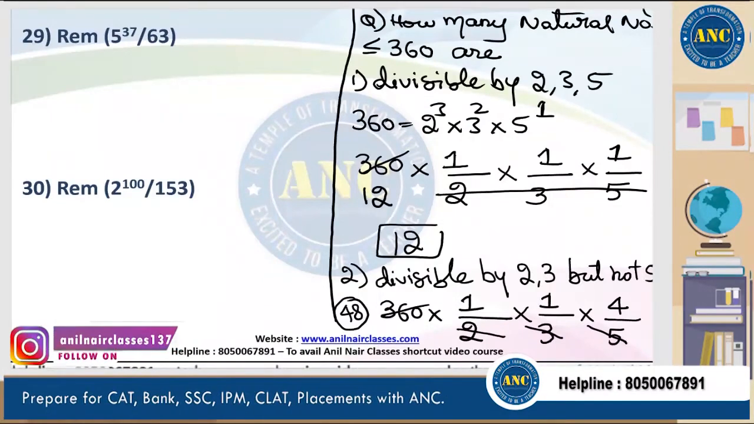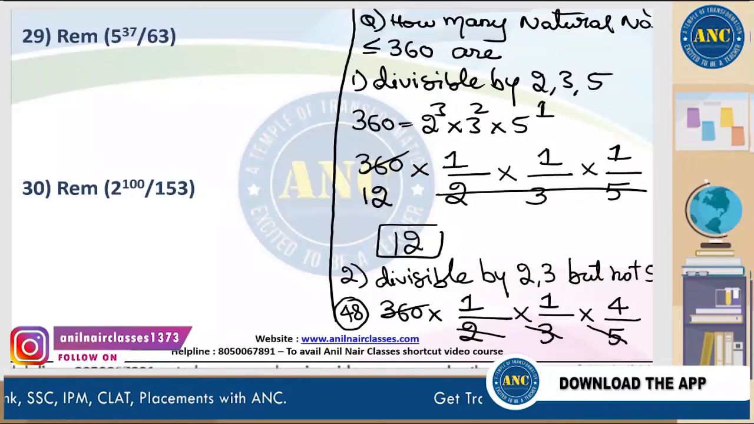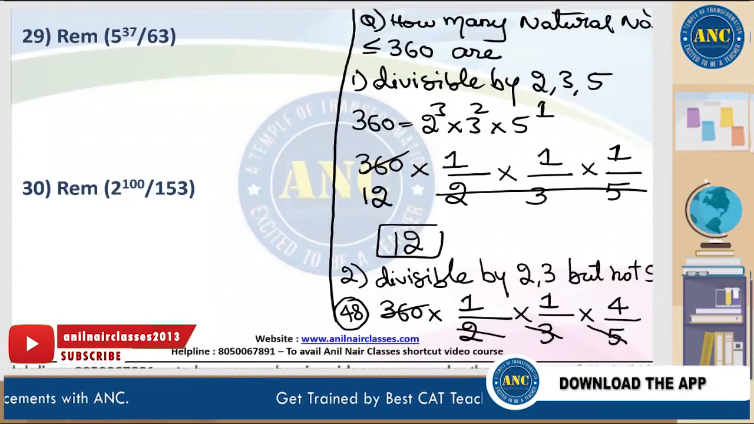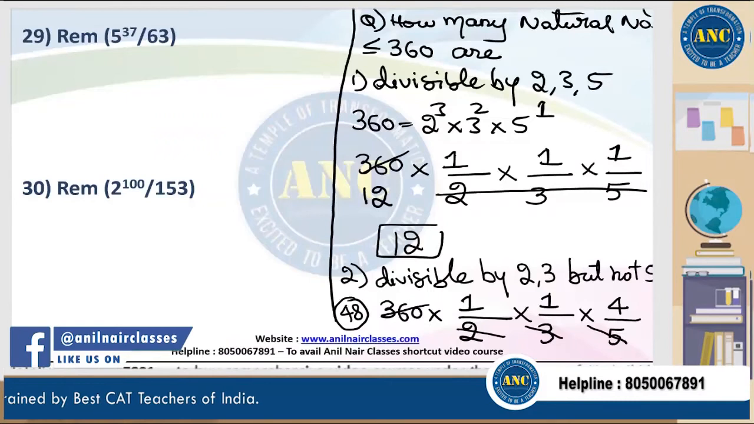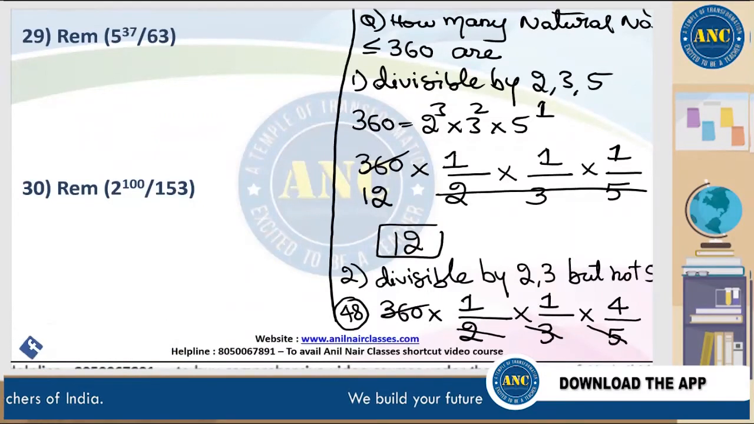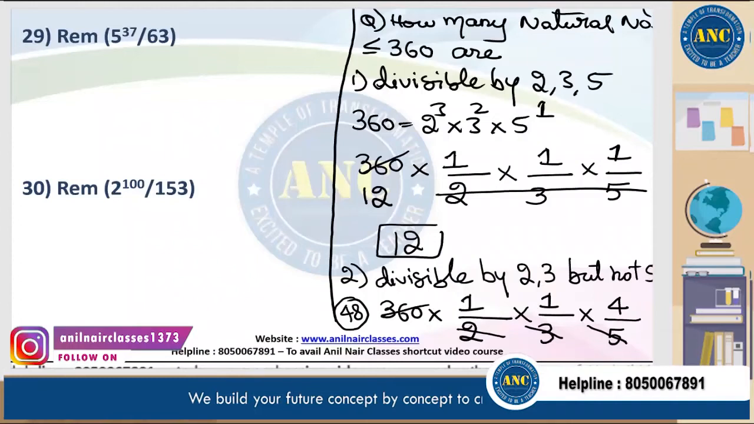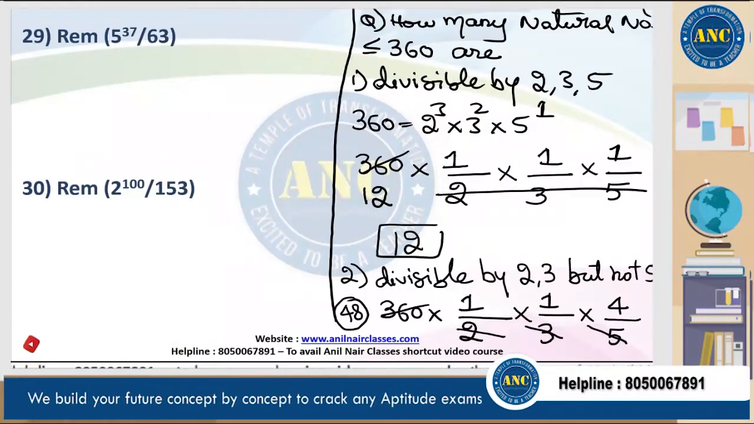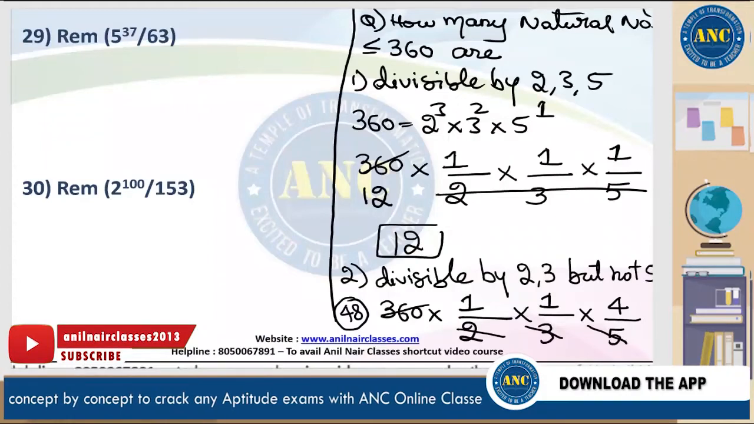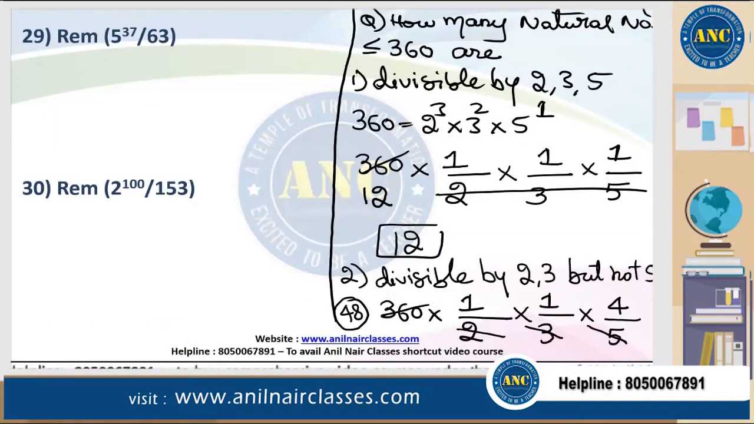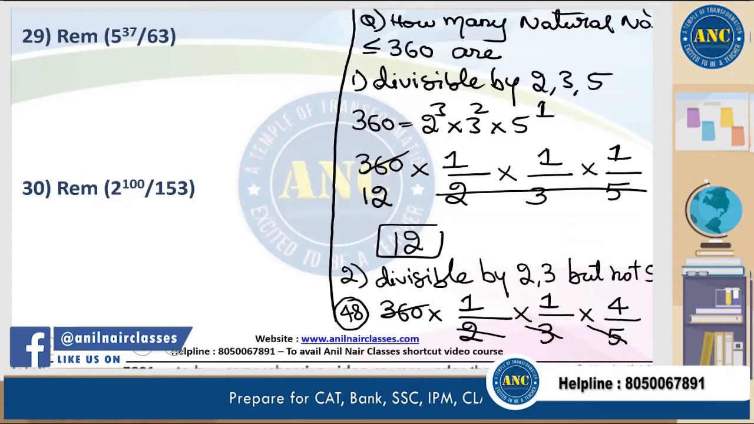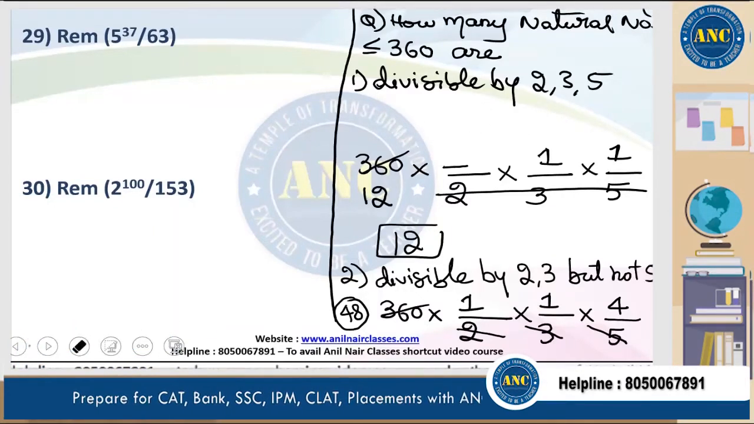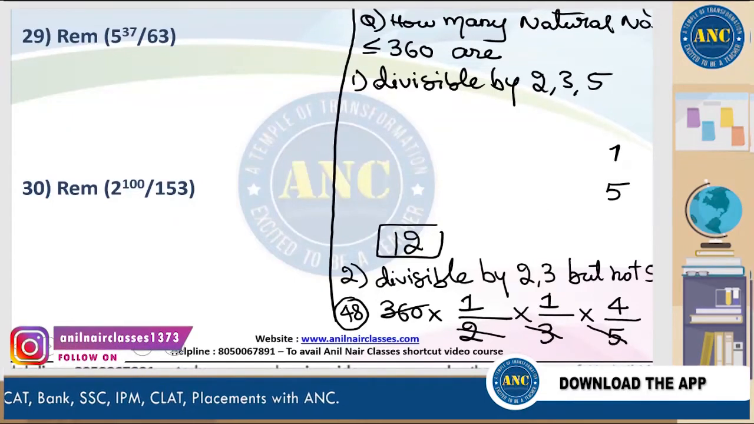Again I am repeating. For every two consecutive numbers, it is one number. For every three consecutive numbers, it is one number. For every 5 consecutive numbers, it is one number which is divisible. So directly 1 by 2 into 1 by 3 into 1 by 5. For every 360 numbers, for every 2, one number is divisible. For every 3, one number is divisible. For every 5, one number is divisible. But the question is but not divisible. So 1 minus 1 by 5 is 4 by 5. I hope the idea is clear. We will create a few more questions so that it will be clear.